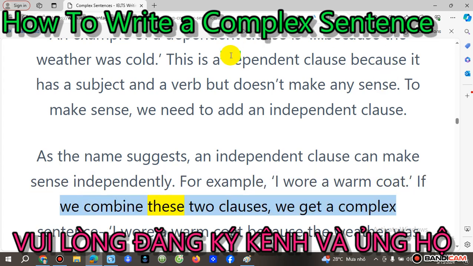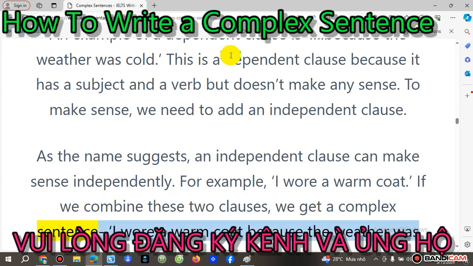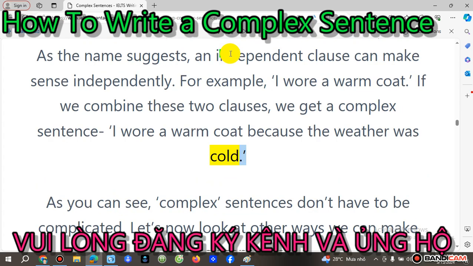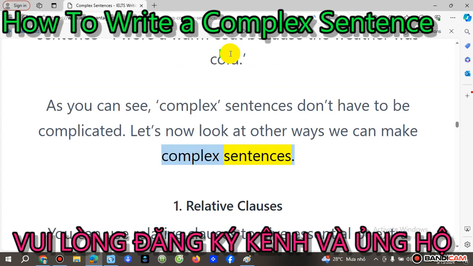If we combine these two clauses, we get a complex sentence: I wore a warm coat because the weather was cold. As you can see, complex sentences don't have to be complicated. Let's now look at other ways we can make complex sentences.